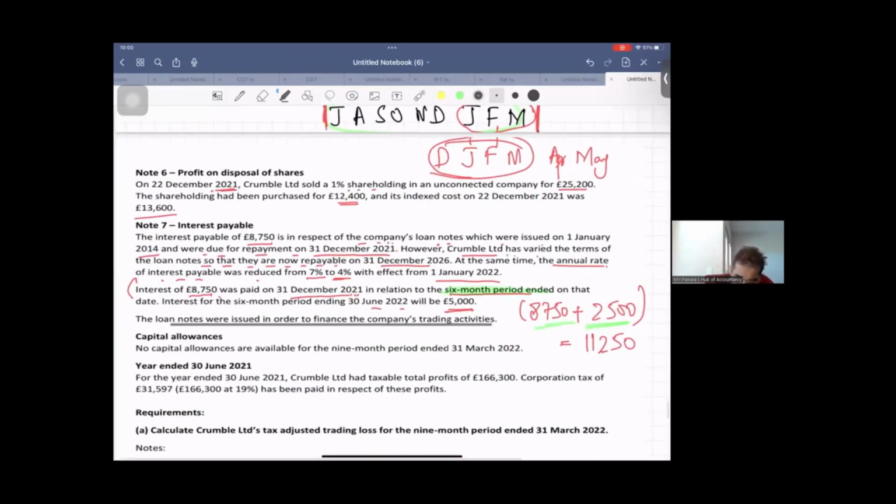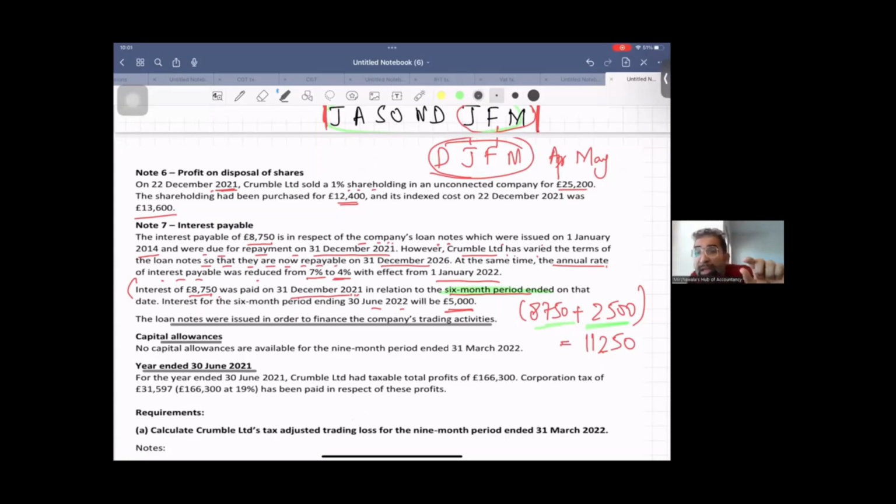Now, next thing is capital allowances. There is no capital allowance. Okay. Forget it. Year ended 30th June 21. See, this current accounting period is 9 months. No doubt, current accounting period is 9 months. But the previous accounting period is year.